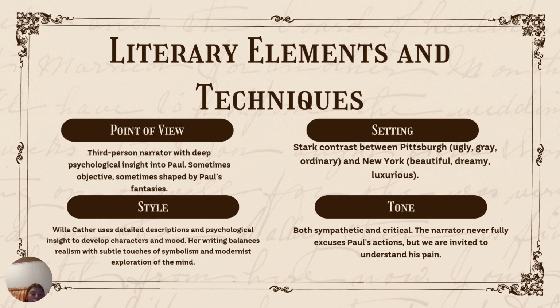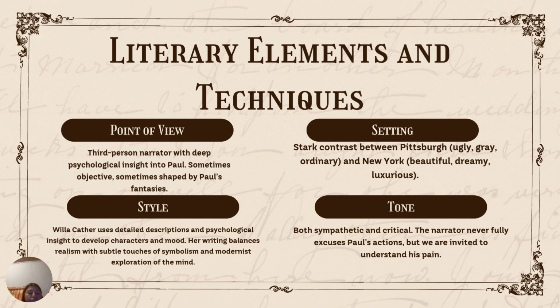Setting. The story takes place in early 1900s Pittsburgh, a working industrial city, and later in New York City. The setting reflects the contrast between Paul's dull working class environment and the glamorous artistic world he longed for. The atmosphere shifts from oppressive and bleak in Pittsburgh to exciting but fleeting in New York.